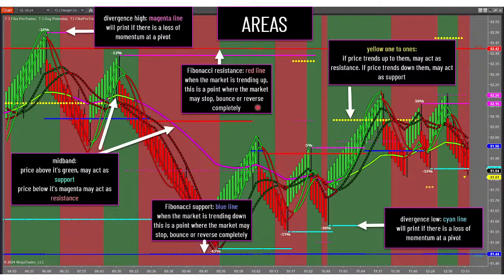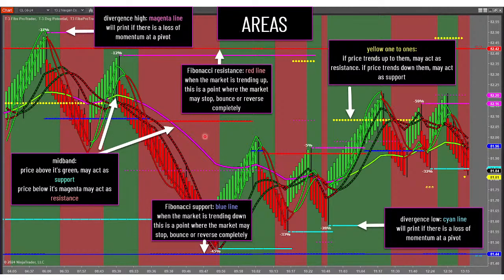Resistance just means that the market's trending up to the line, and it's a point where the market may stop, may bounce, may reverse completely. And then support, when the market is trending down, is a point where the market may stop, may bounce, may reverse completely. And then we're also going to use these yellow 1-to-1s. If the market is trending up, they behave as resistance, and if the market is trending down, they may behave as support.